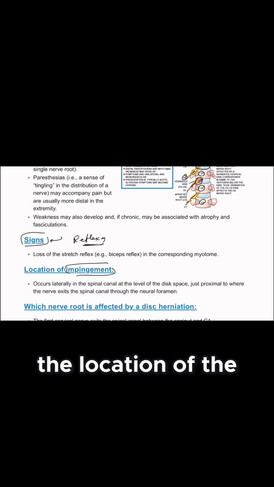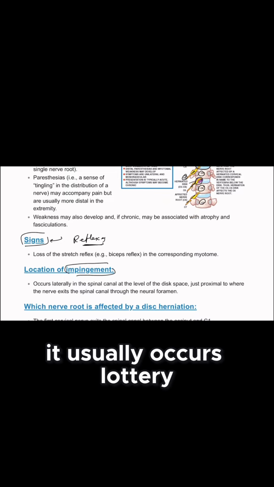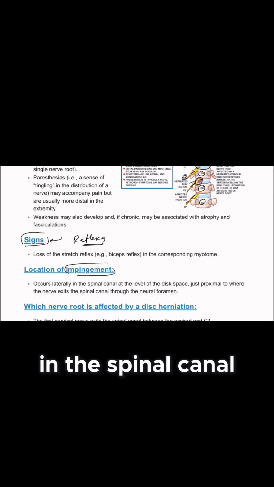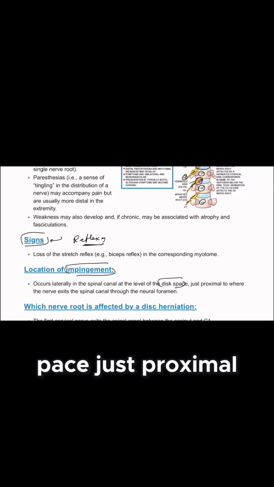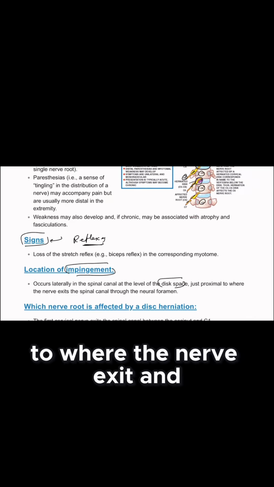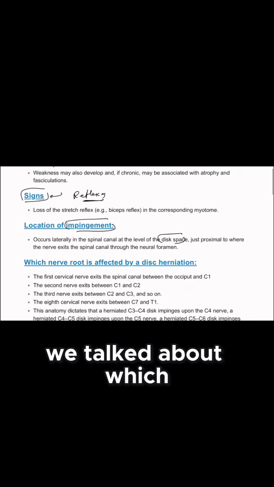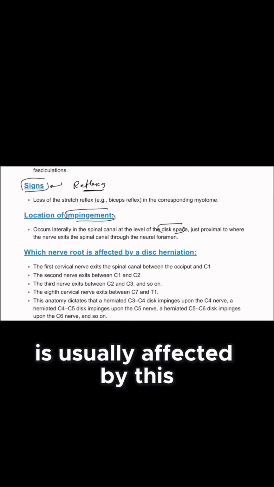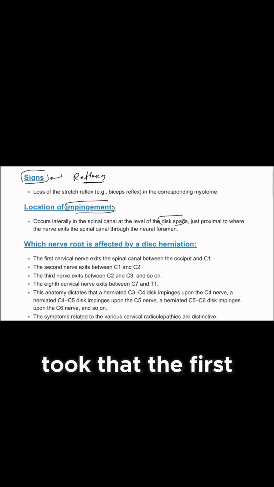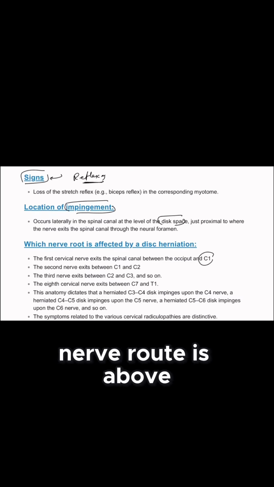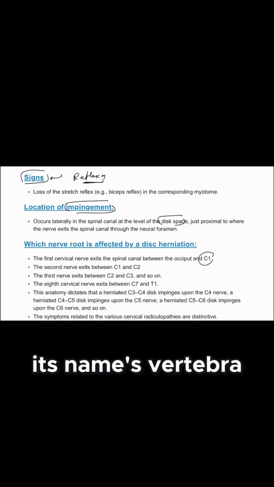The location of the impingement. It usually occurs laterally in the spinal canal at the level of the disc space, just proximal to where the nerve exits. And we talked about which nerve root is usually affected by a disc herniation. So we talked that the first cervical nerve root is above its named vertebra. So it's above C1. So it's basically between the occiput and C1.